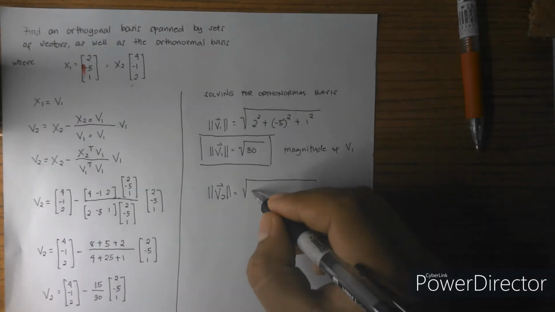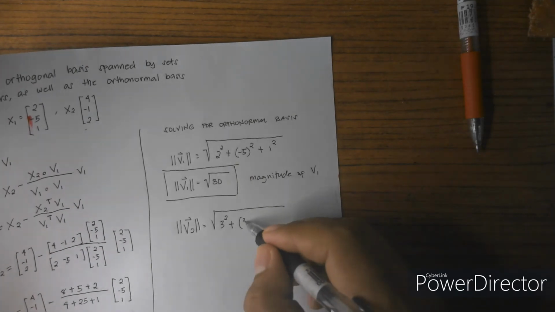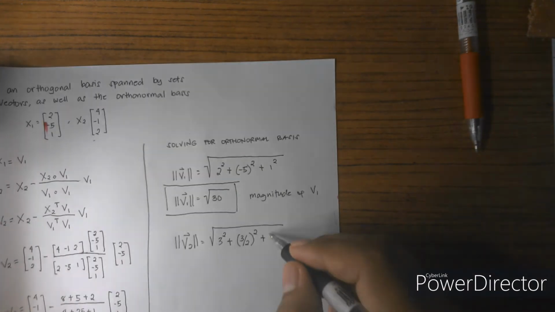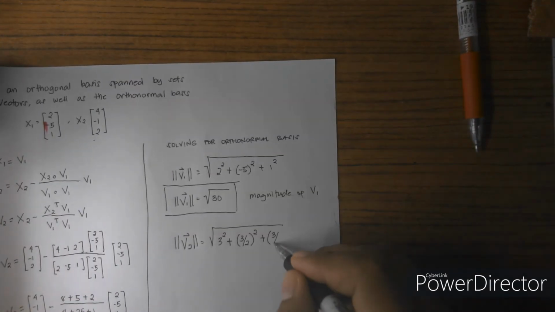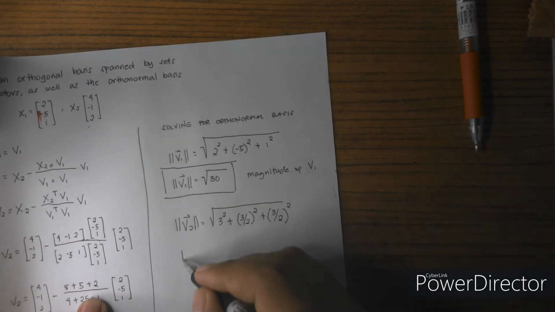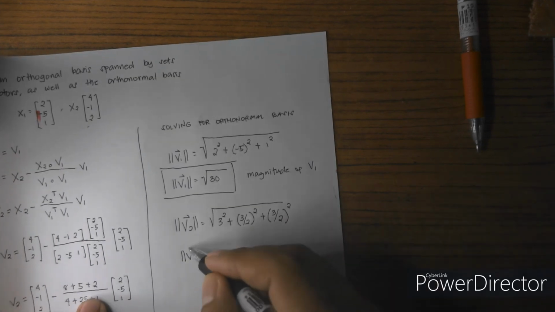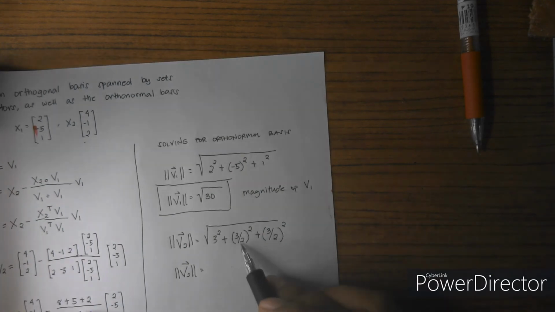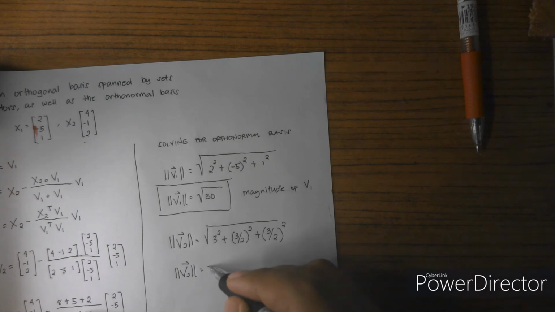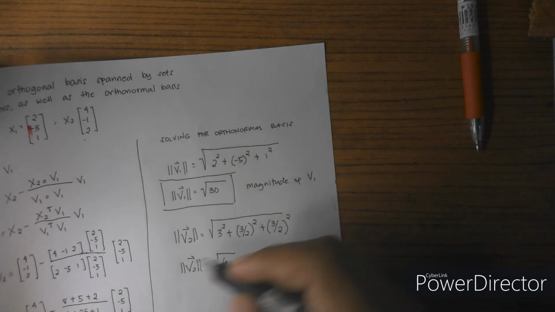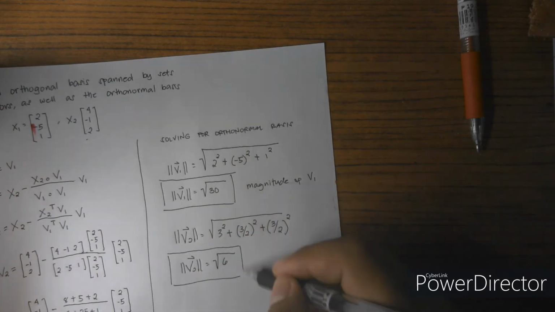So that would be 3 squared plus 3 over 2 squared plus 3 over 2 squared. So the magnitude of our v sub 2 is equal to the square root of 9 plus 3 halves, which is the square root of 6. Now we already have our magnitude for our v sub 2.